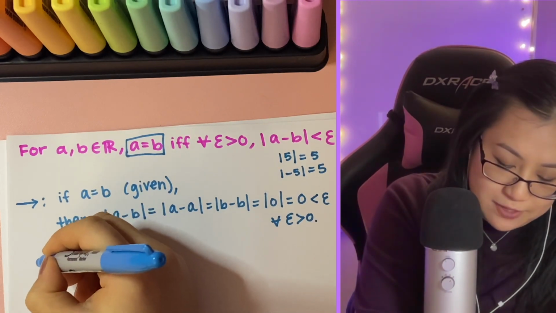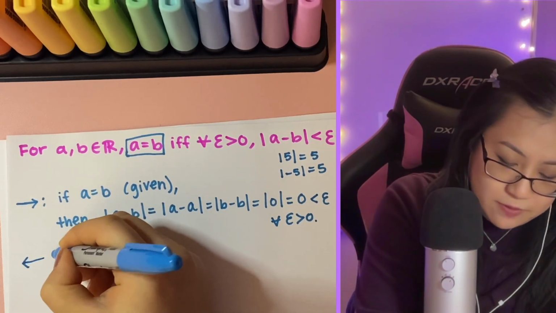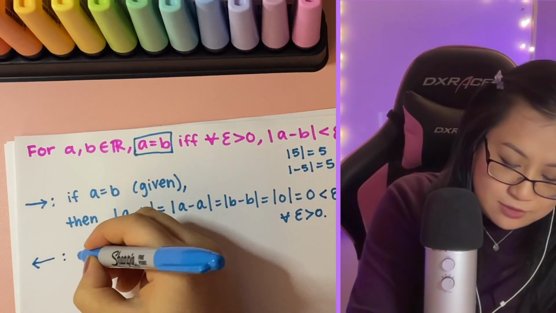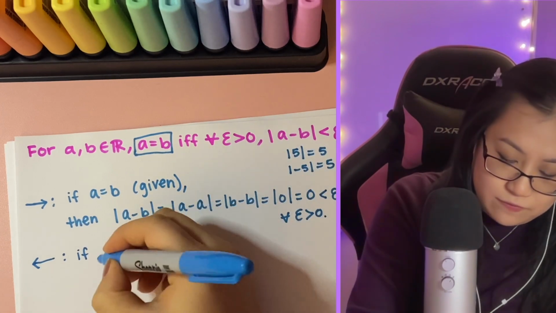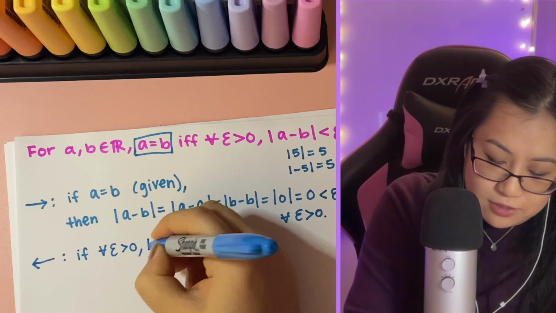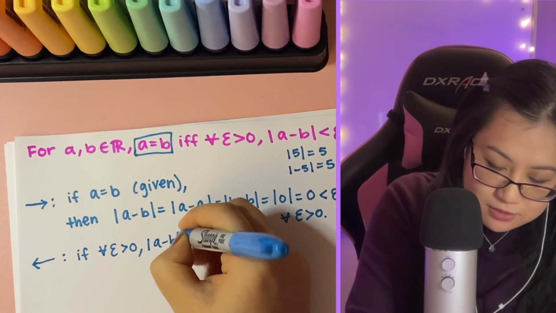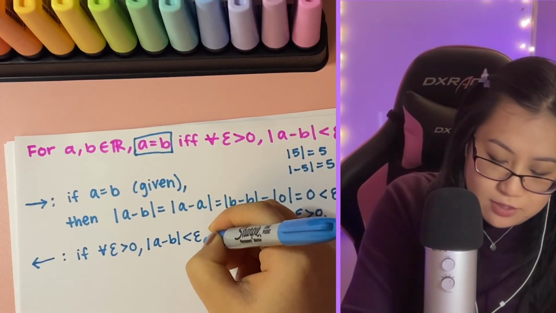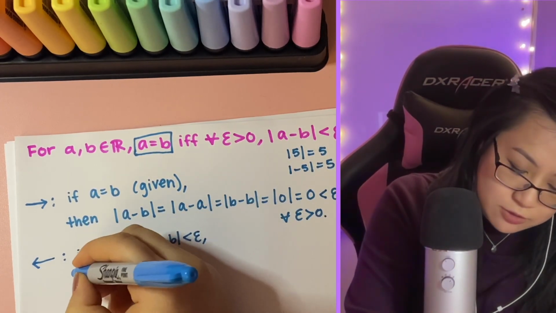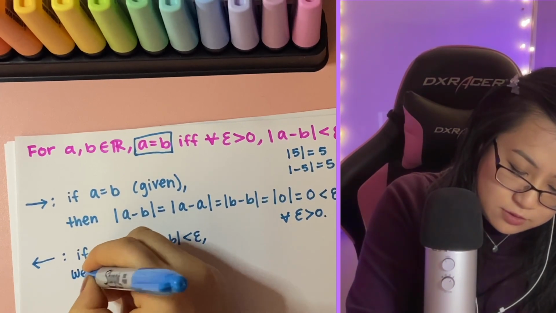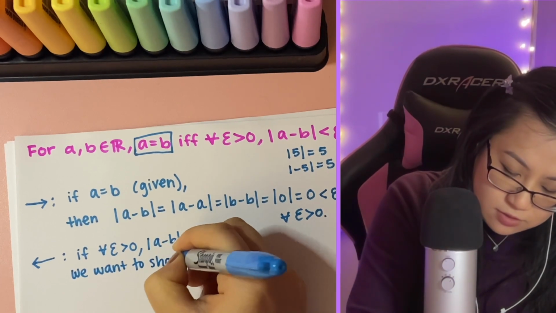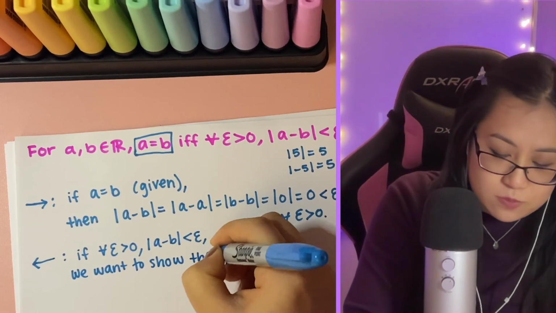So now let's go the other way. So going the other way, we want to show, given that for all epsilon greater than 0, the absolute value of A minus B is less than epsilon, so that would be given, then we want to show that A equals B.